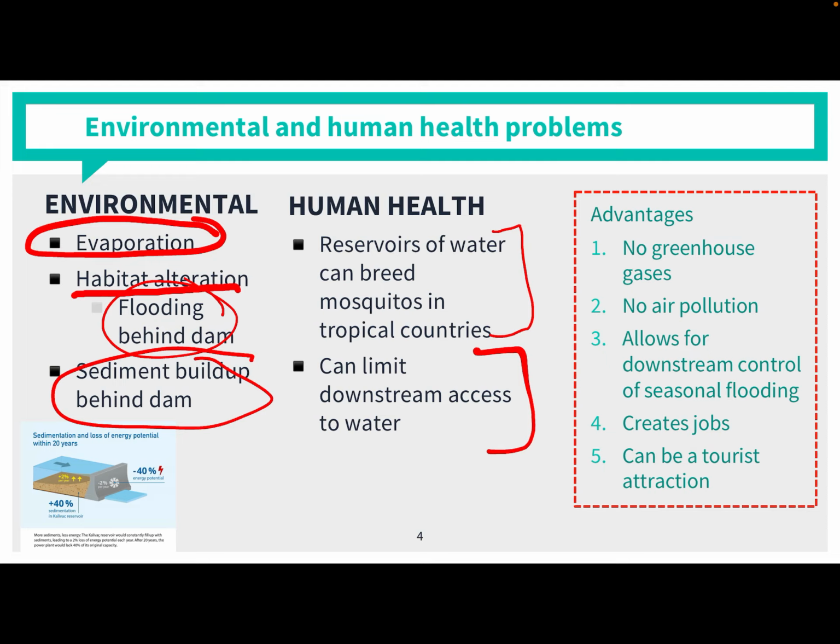of human effects. Our advantages to hydroelectric is that there are no greenhouse gases produced. There is no air pollution associated with hydroelectric dams. Other pros are it allows for downstream control of seasonal flooding. So if you naturally have areas that flood, you can control that with your dam and how much water you let out. That allows people to live in areas that previously may be subject to flooding. And it creates jobs and can be a tourist attraction.